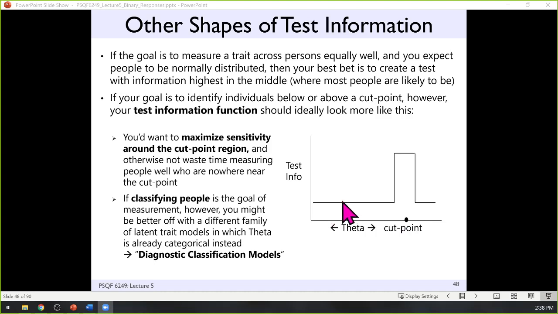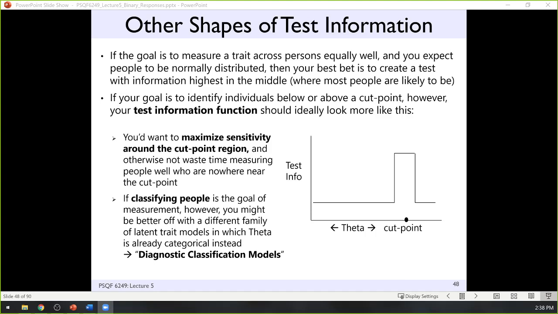However, if your goal is classification, if what you plan to do once you get your trait estimates is to find some sort of cut point and then group people based on that cut point, you do not need an IRT model. Because going to the trouble to measure all the different possible levels of theta and then discretize that information into just there or not or something like that is a waste of time.